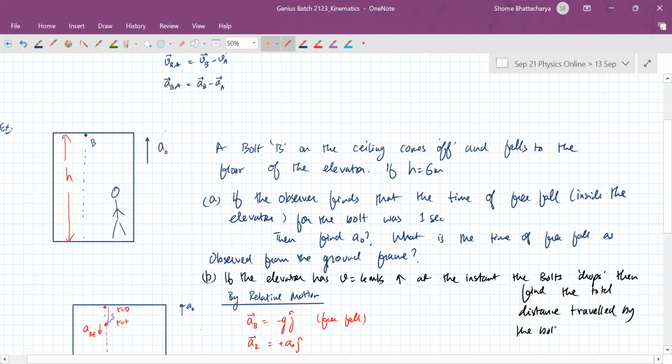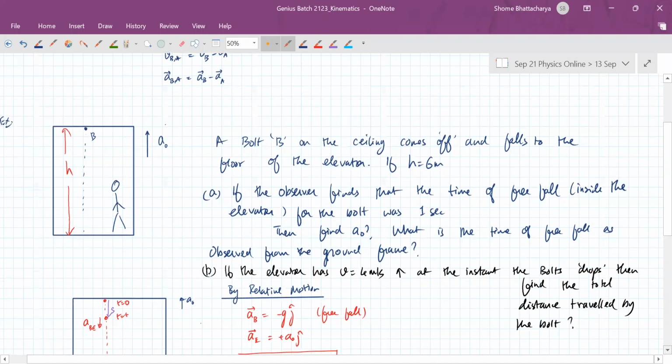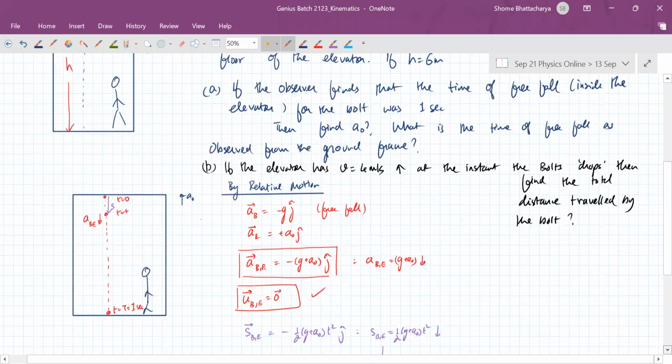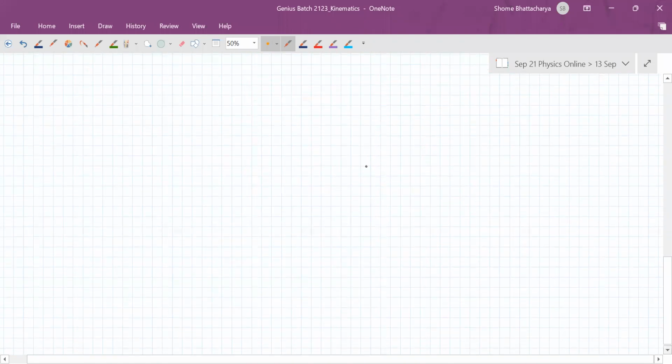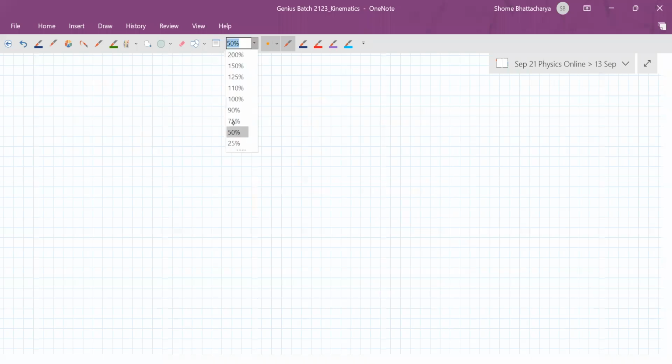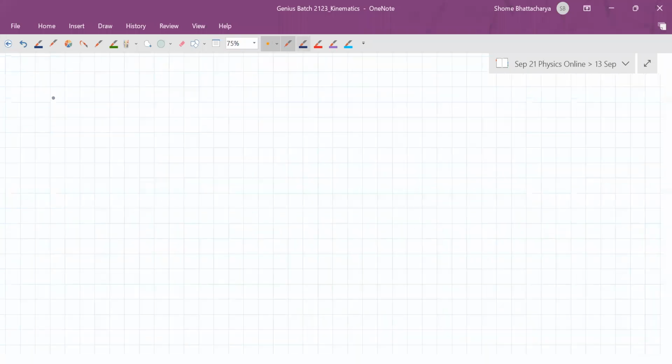Sir, in the A part, for a person on the ground, it will not seem like the bolt has traveled 6 meters, right? No, it will not seem like. Okay. So keeping this thing in mind also, but let's first solve it for the A part only, by looking at it from the ground frame point of view.